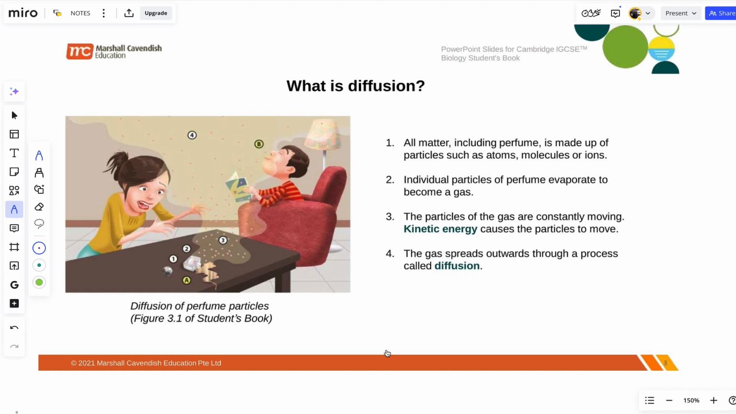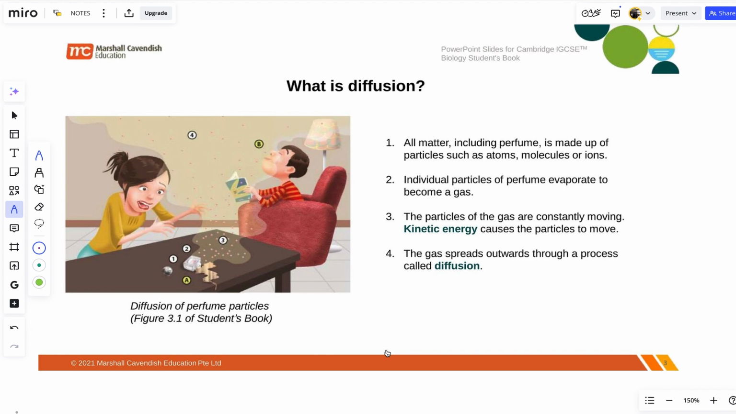Now let's move on. What is diffusion? We've already explained diffusion: the movement of ions and molecules from region of higher concentration to region of lower concentration. Diffusion of perfume particles from the point of usage to the points around you, so everyone perceives it, like we said already.